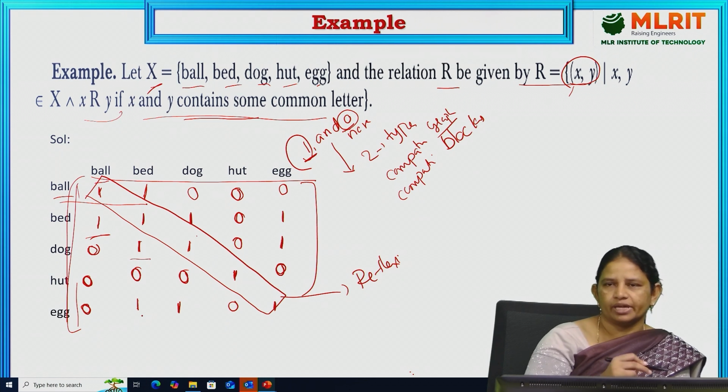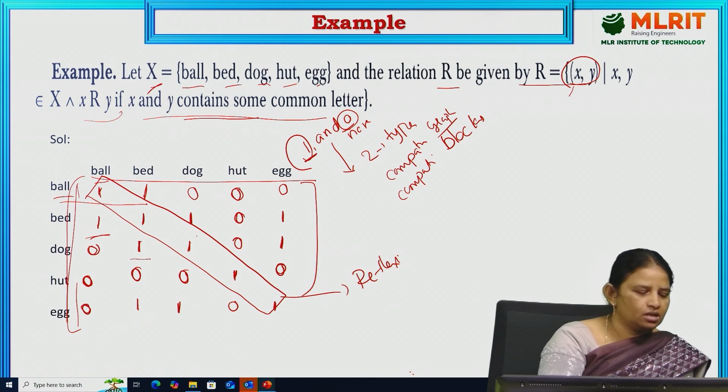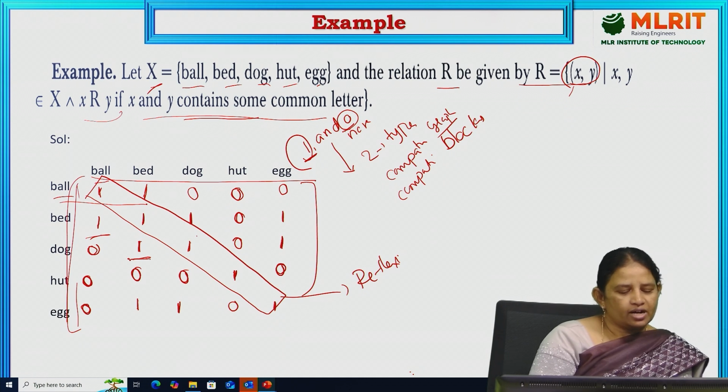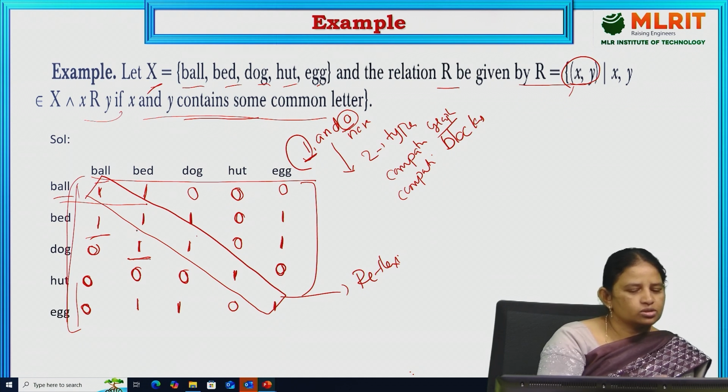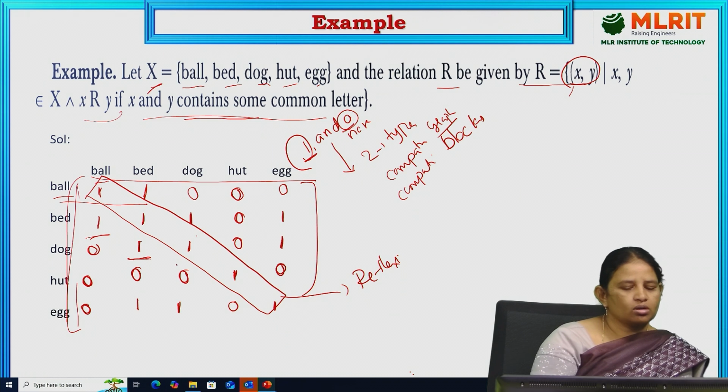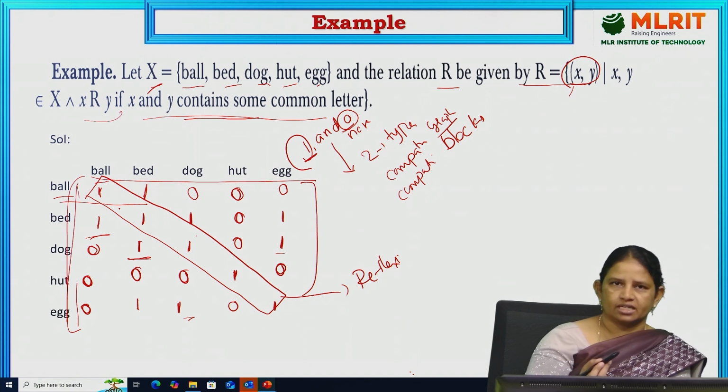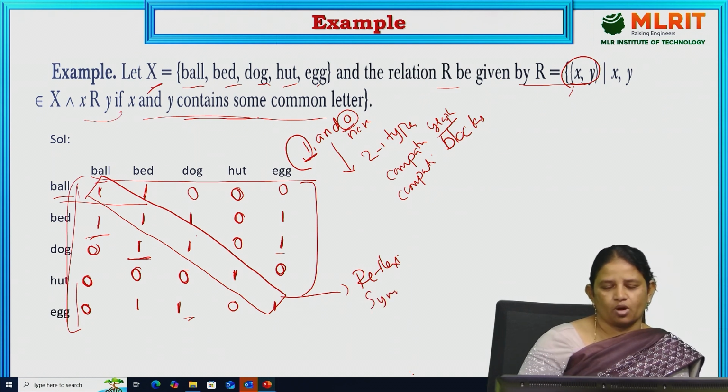That means AB is present, BA is also present. Dog, bed, then bed, dog is 1. Next, dog, 1 is there. That is the reflexive property. Again, dog, egg, 1 is there. Egg, dog is also 1. Hut. Next, egg, dog, we already verified. That means the ball, bed relation exists. Then bed, dog is also 1. Then the symmetric property is satisfied.